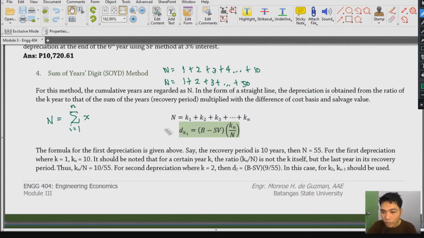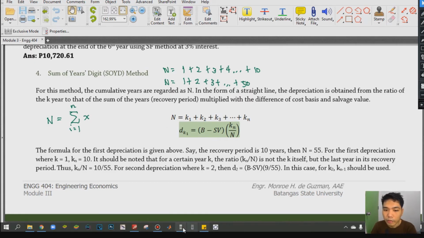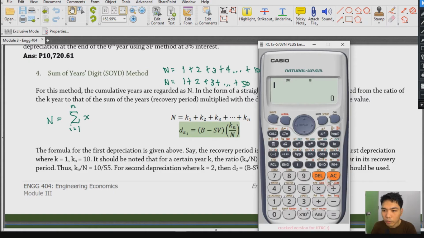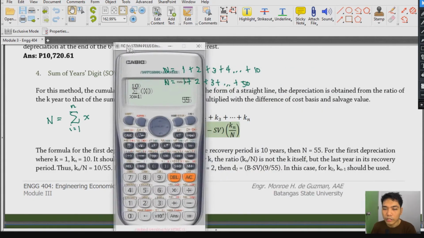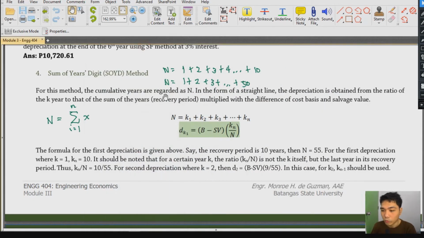Now, after determining that, let's try using that here in our video. So for example, I want to determine the sum of the years digit using my calculator. So you could just press shift and then press the summation key here. So x would be equal to 1 starting from 1 and end up with 10. So this should give me the answer that is 55. So therefore, that is the sum of the years digit, and your n would be equal to 55.